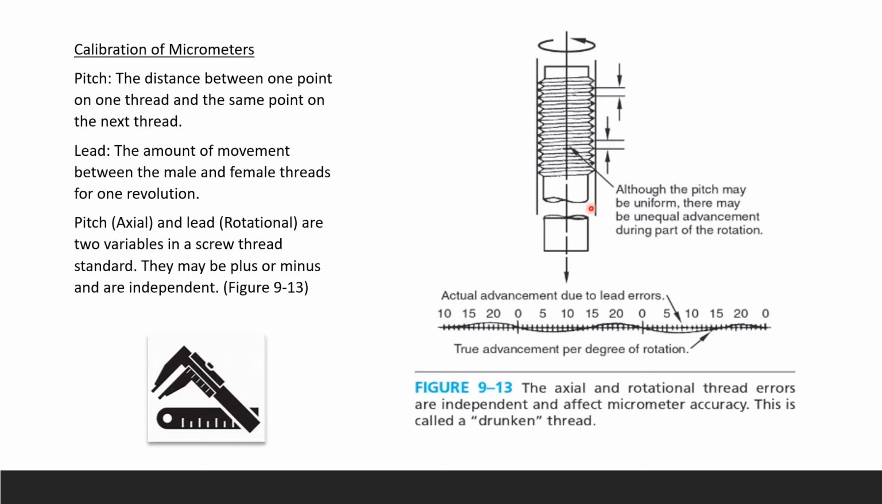So your pitch might be uniform, but you can never judge with your own eyes. There may be unequal advancement during part of the rotation. Every time you operate the micrometer, you will always have a little bit of unbalance in there, and they're all unequal. It always happens because it depends on the hand of the person touching it as well, because the force is different. Different forces are subjected to the same instrument, so therefore you have different errors.